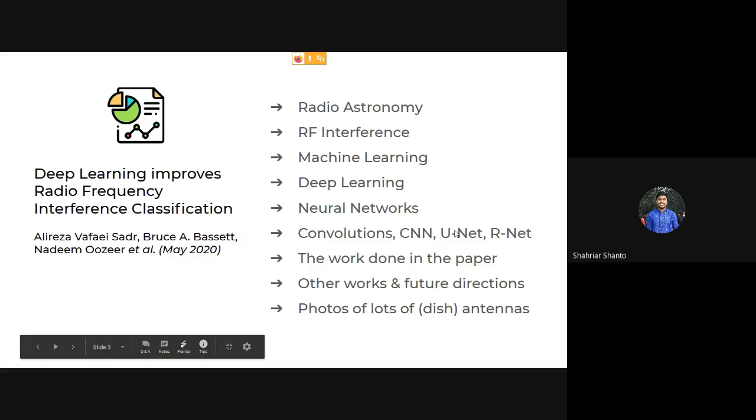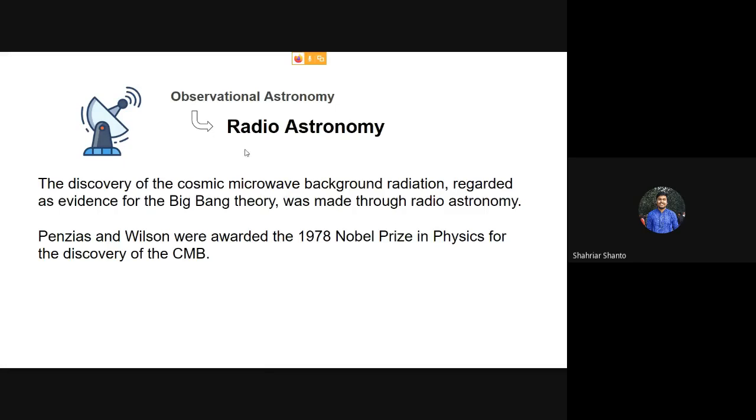Okay, so radio astronomy is an integral part of observational astronomy, and up until now, it has won 2 Nobel Prizes in physics. The first one was for the discovery of cosmic microwave background radiation, which is regarded as direct evidence of Big Bang theory, and it was made through radio astronomy. So these 2 people were awarded the 1978 Nobel Prize in Physics for the discovery of CMB.